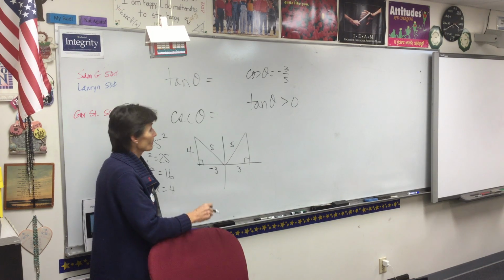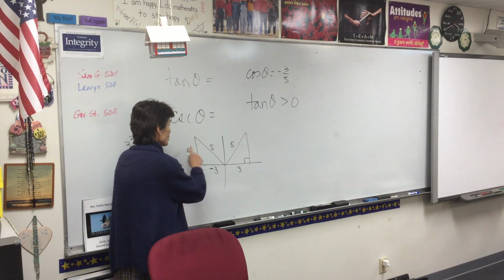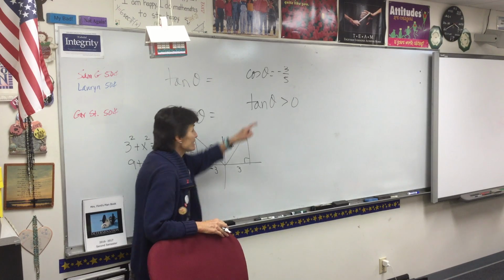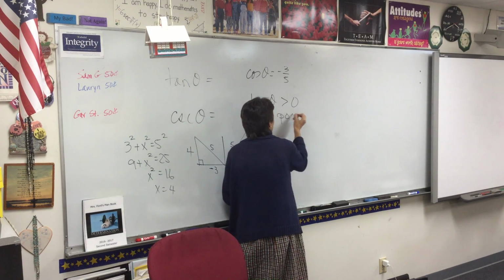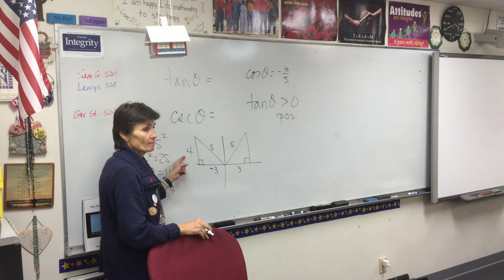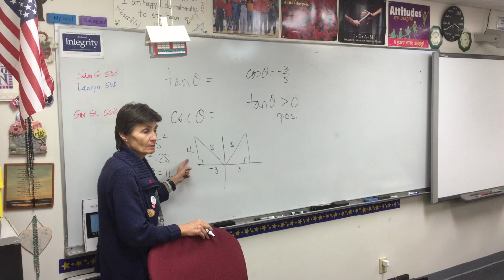Yeah, but that would have to be negative. So he's saying, yeah, Mrs. Ford, that's all cool, but the problem says the tangent has to be positive. What would this tangent be? 4 over -3? So I don't think that's the right quadrant either.